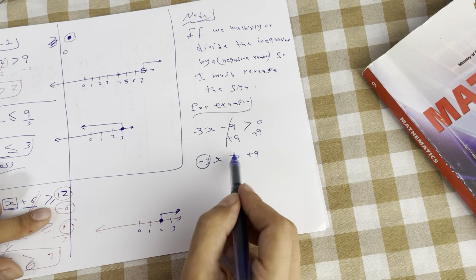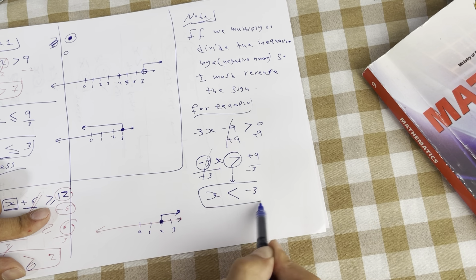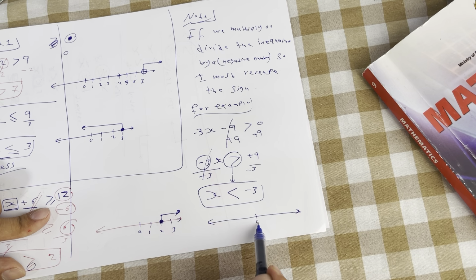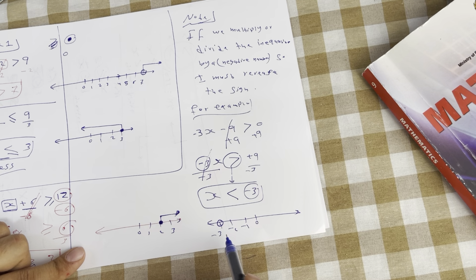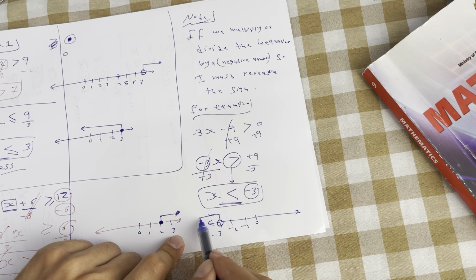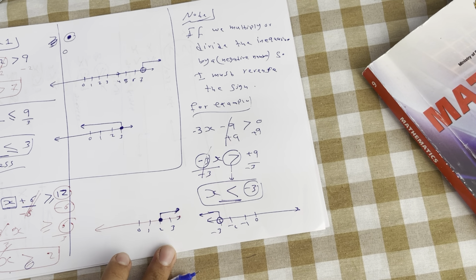Okay, divide by -3. So they are cancelled, and I have to change the direction of this symbol, and then +9 divided by -3 equals -3. So this is my answer. When I plot on the line, I have to write 0, -1, -2, -3, and we have -3, and we don't have any equal symbol, so I have to make an open circle like that. It's less, so I have to go left. Okay, so this is the answer.